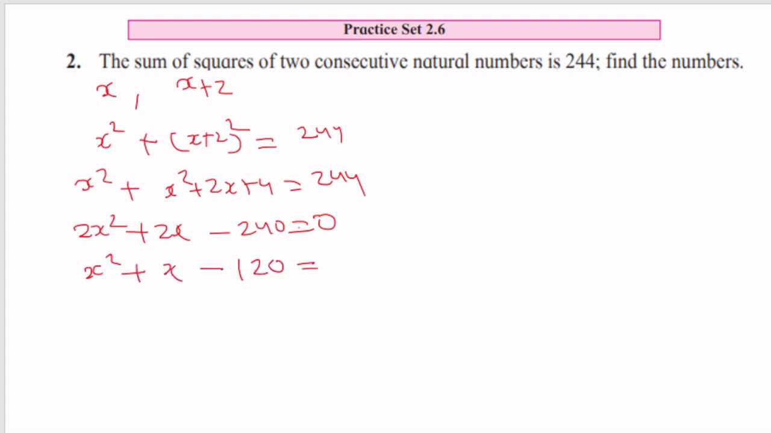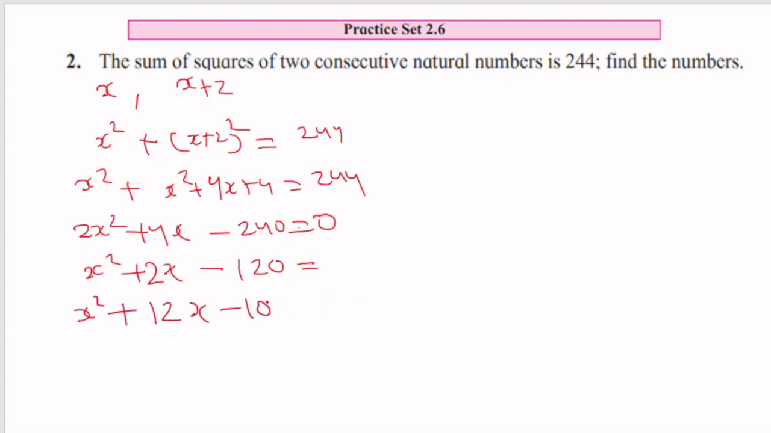Here there is a correction. Here it should be 4x, so after dividing by 2, it is 2x. You can use the formula, or whatever method it may be, but the factorization of this number is very simple. Simply you can use 12 into 10. So there is no need to use the formula also.